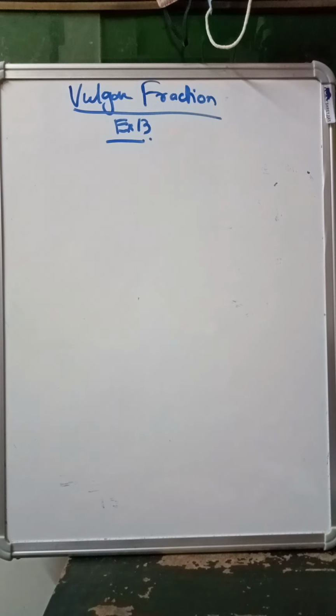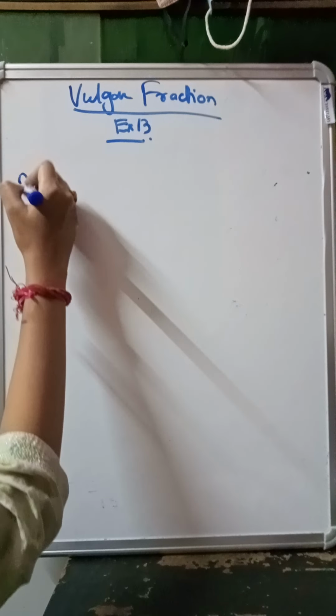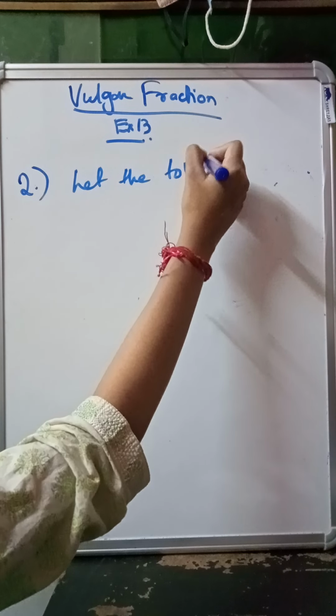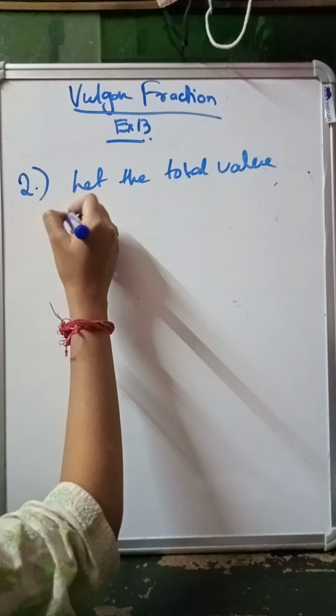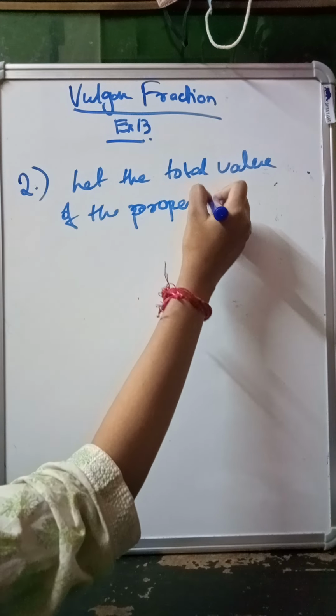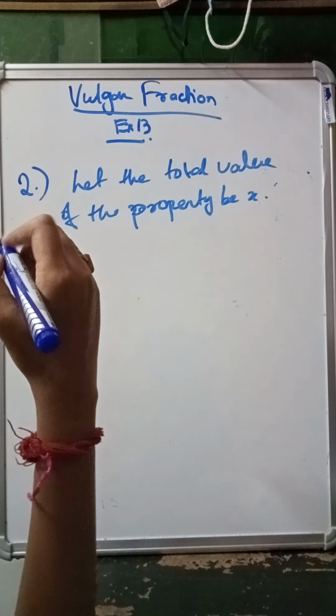In sum number 2, it has been said that 3/5 of a property is worth 9,000. Find the value of 7 by 10 of it. Now, the total value of the property has not been said. So we will consider the total value of the property as x. So let the total value of the property be x.